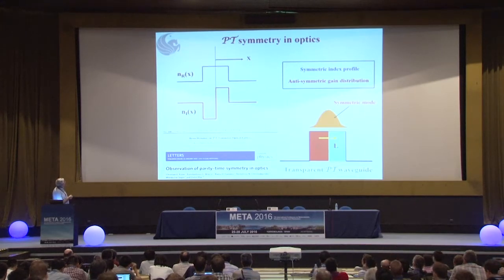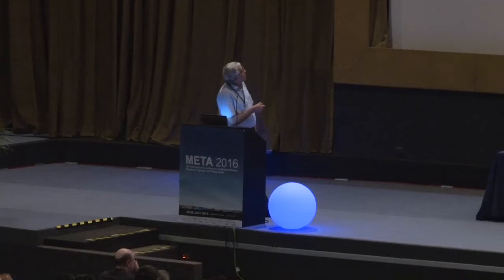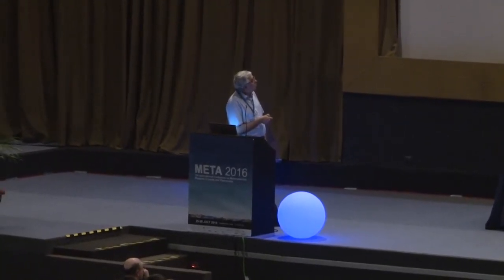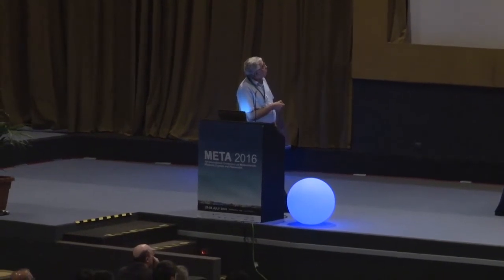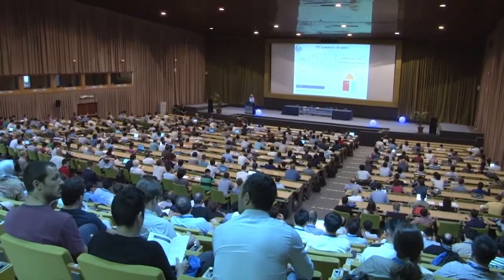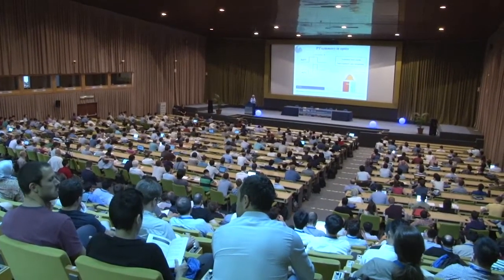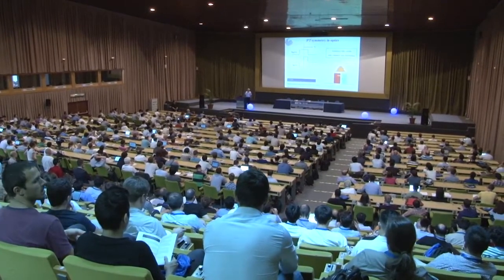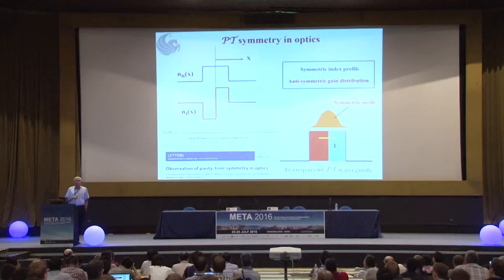So perhaps the simplest structure would be a waveguide, an even waveguide, impregnated with an equal amount of gain and loss. So if this waveguide contains an equal amount of gain and loss, then parity time symmetry can be established. And the spectrum would be real, not only for the bound states, it should also be real for all the radiation modes.